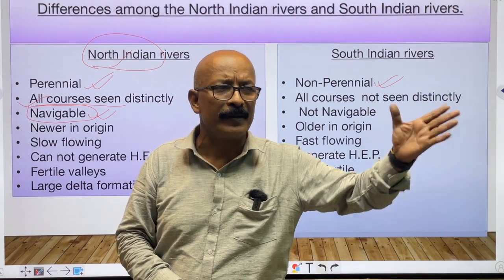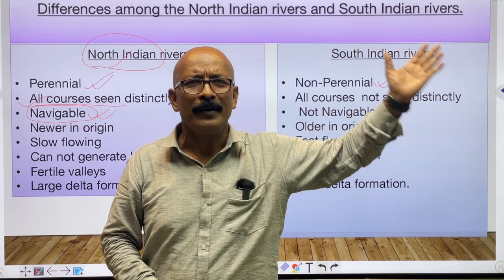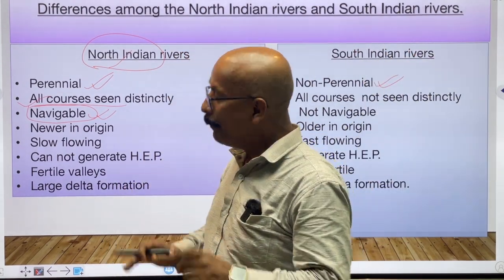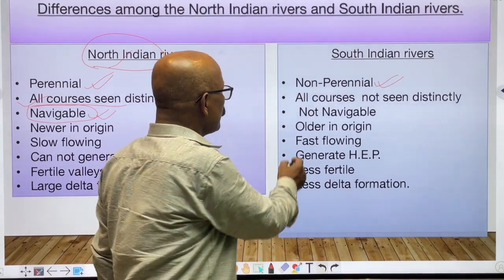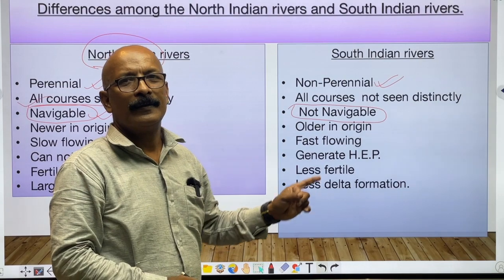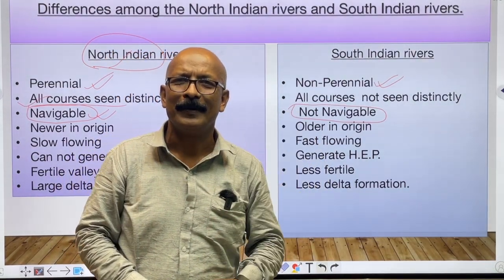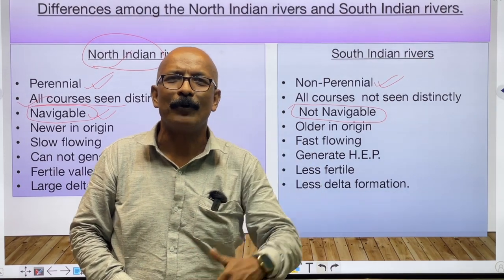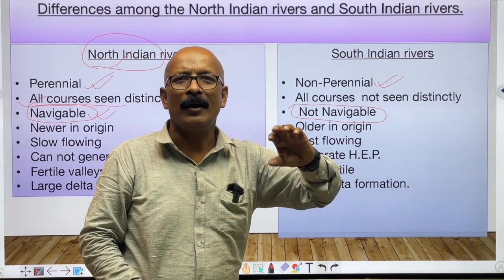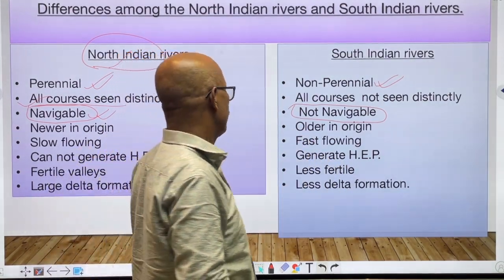Say for example, in case of the Brahmaputra, we have been seeing lots of ships and boats going on. So this is navigable. But the rivers from South India have very steep relief, a very steep gradient, and a very steep slope. So it is not possible to use the rivers from South India for navigation purposes.